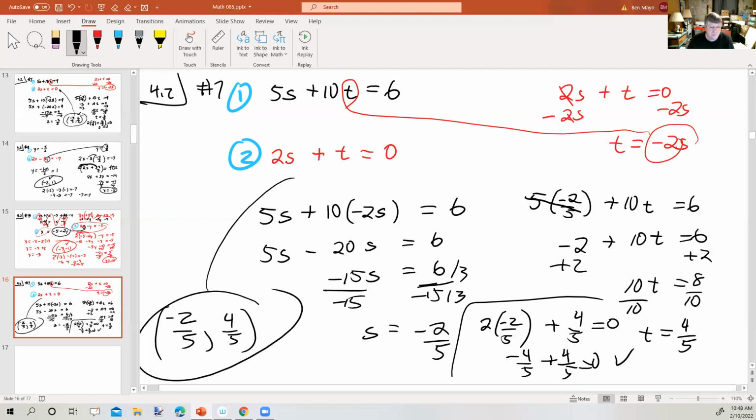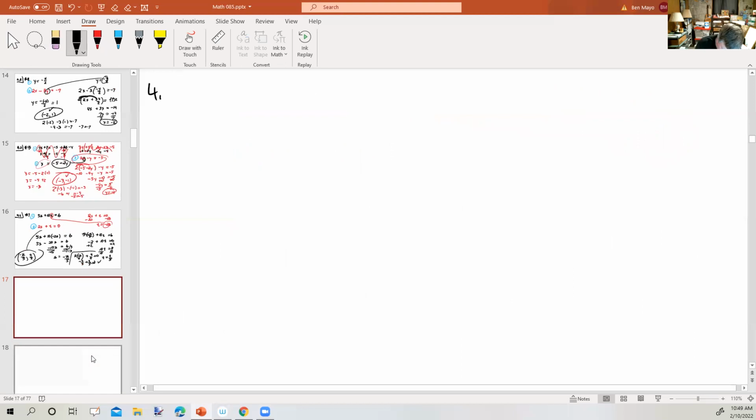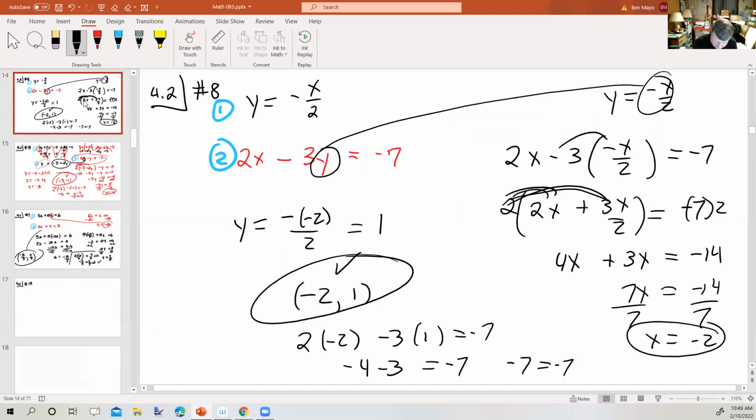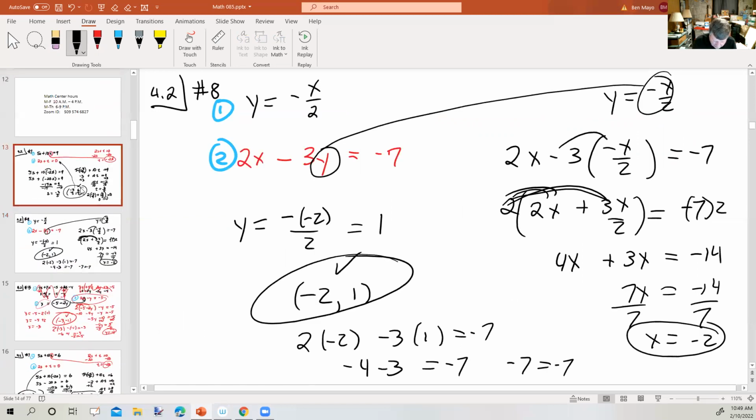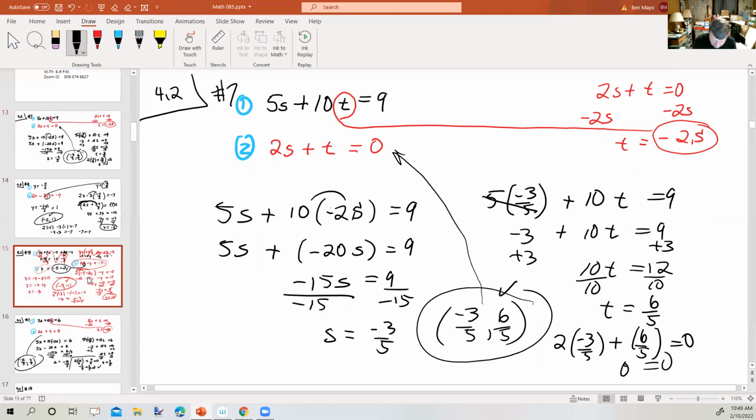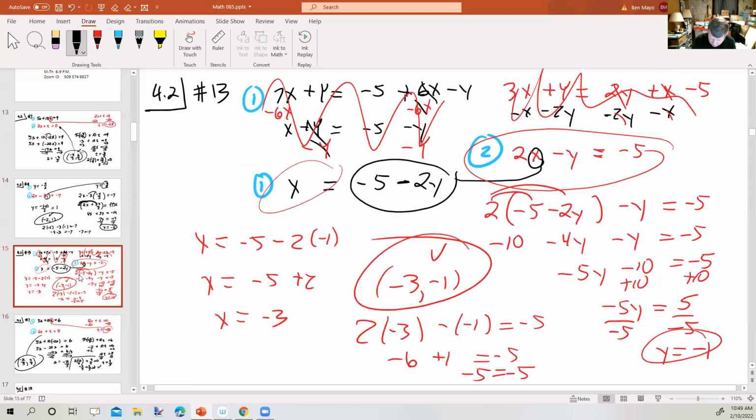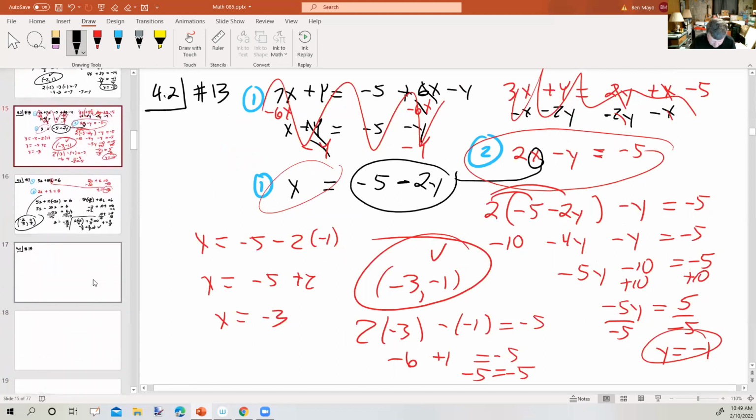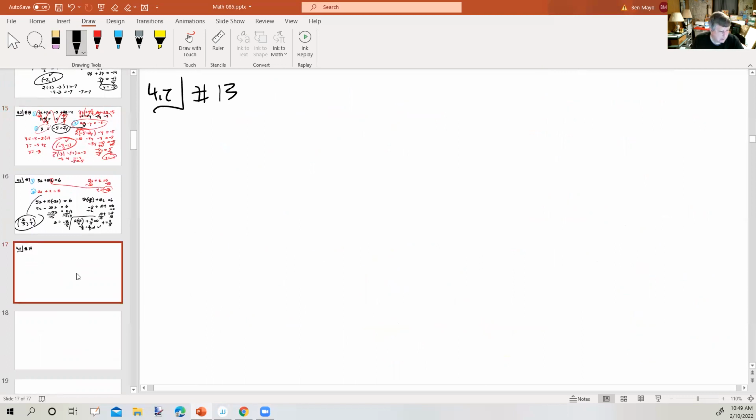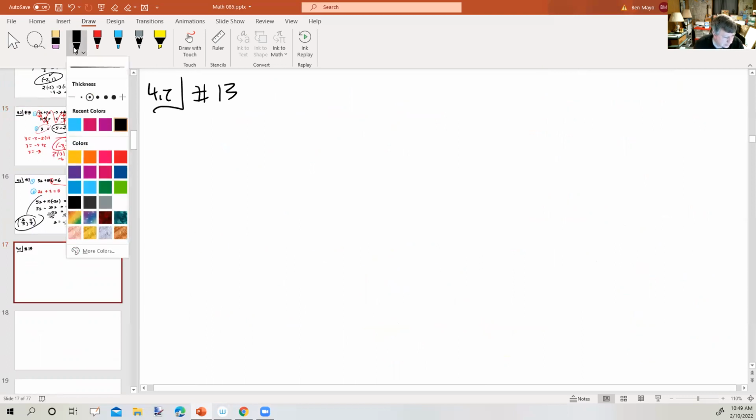All right, one more. And this is another version of number 13. At least I think it is. Let me double check here. Let's see. Yeah, it's different. Okay. All right. It says solve a system by substitution again.